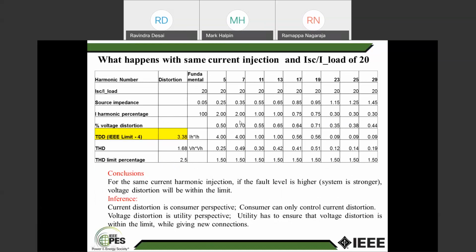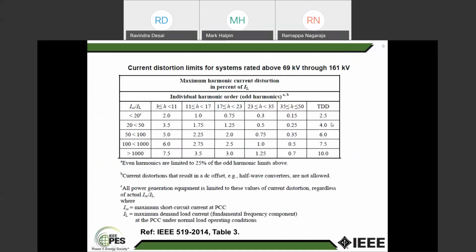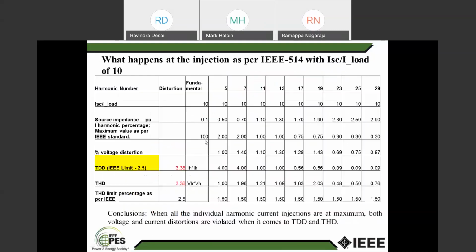Same current injections. There is no change in the current injection percentage. There is no change, but the system fault level has increased. It's a very strong source. What it means, you can see here now the TDD. Okay, there is no change in the TDD 3.38, but you see what is the limit available here? It is 4. We are well within the limit.